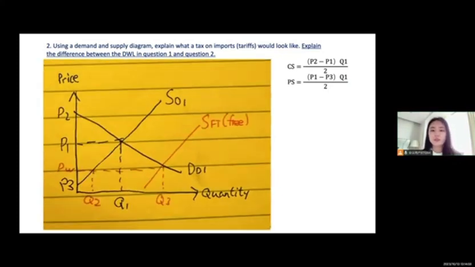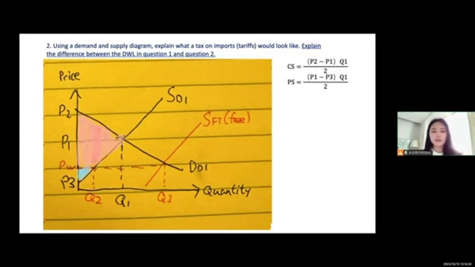And now foreign trade without a tariff is introduced into the market. It brings a large quantity of product shown in Q3, and the domestic product quantity is shown in Q2. The price decreased from P1 to PW. In this situation, the CS is very large, shown in the pink area, and the PS is very small, shown in the blue area.